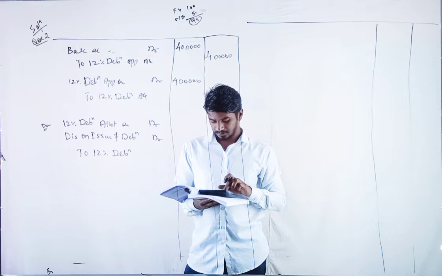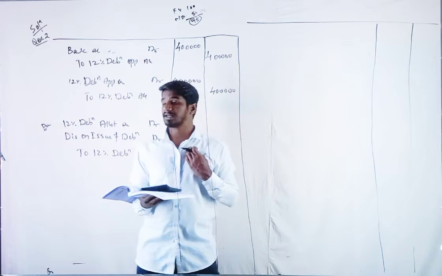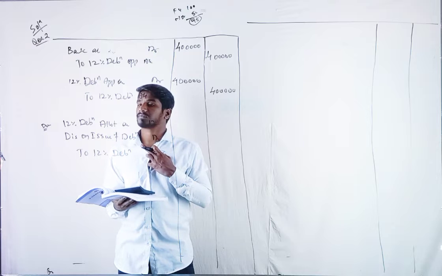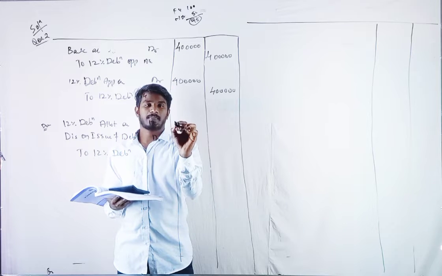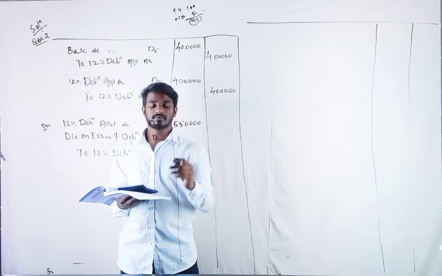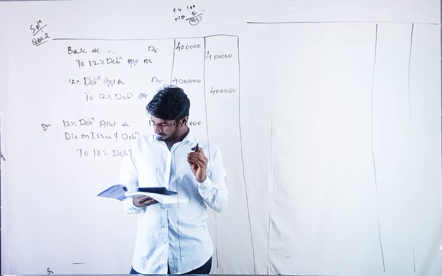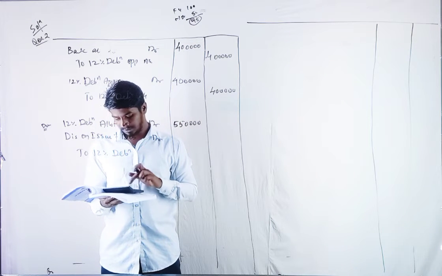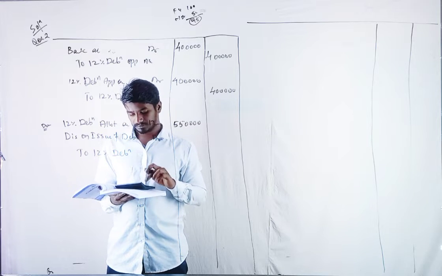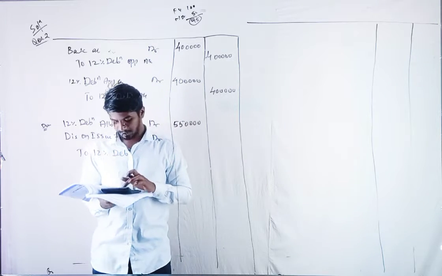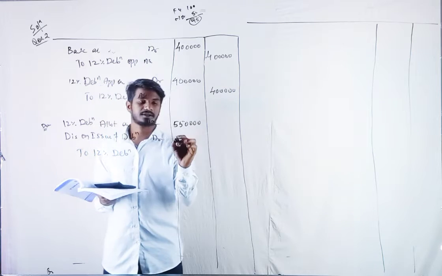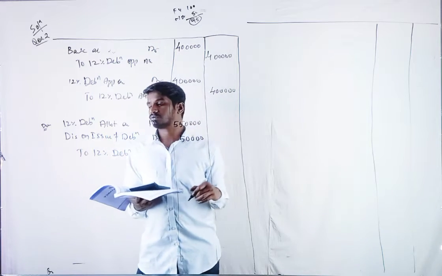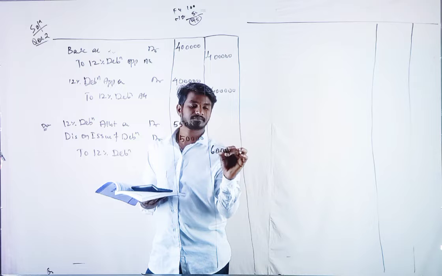10,000 into 55 goes to 5 lakh 50,000. The discount is 5%, right? Out of 10,000 into 60, 5 rupees into 10,000, that's the correct 50,000. And we should transfer it to the debenture account, 6 lakhs.